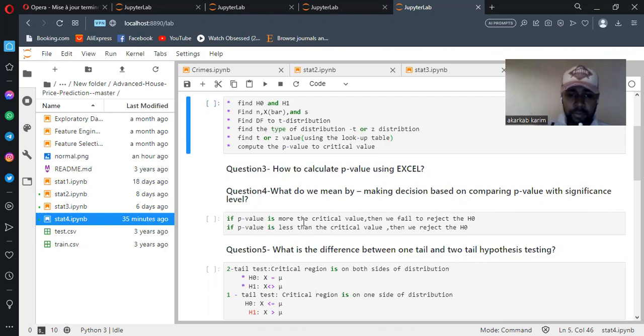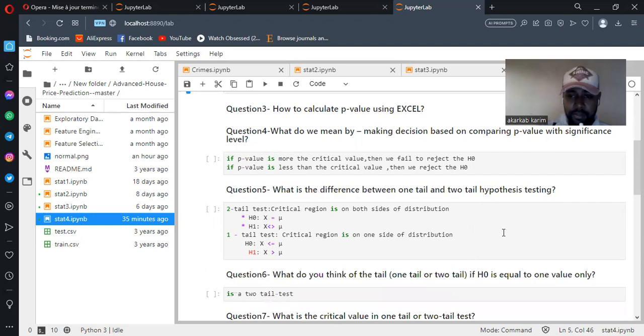If the p-value is more than the critical value, okay, if we calculate p and we find this p-value is more than the critical value, I mean alpha, which by default is 0.05, then we fail to reject H0. I mean we accept the null hypothesis. But in case the p-value is less than the critical value, then we reject H0. I mean the probability, if we find the probability is less than the critical value given by default.